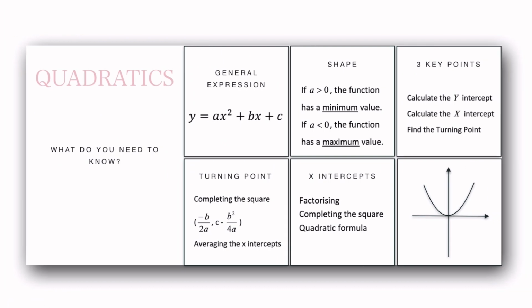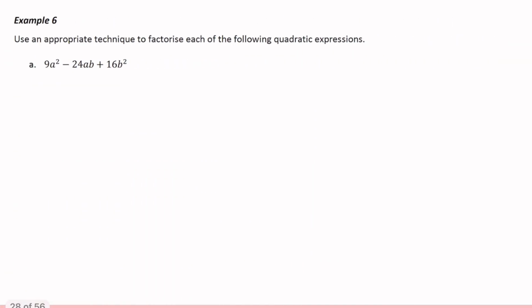Finally, your quadratic itself, as we kind of talked about before, looks like this. So this is what we call a parabola. This is where a is positive, and that's essentially the shape that you need to know. So this is the main information that you need to know about your quadratics, and now we're just going to go through a few examples to demonstrate all of this.